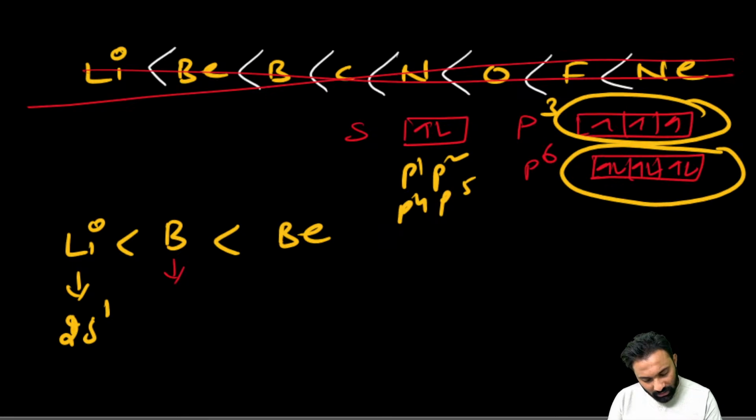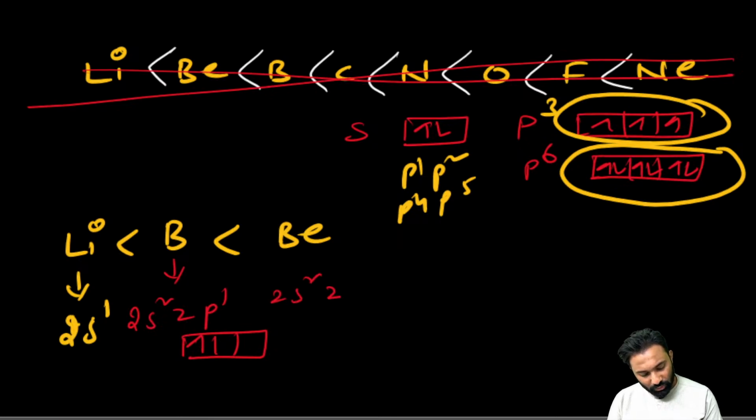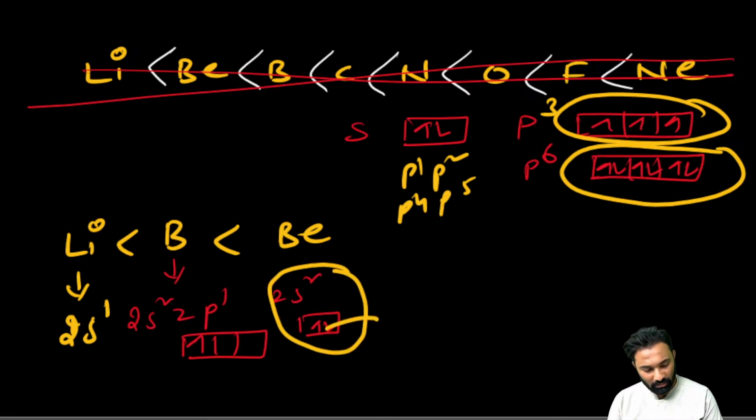When it comes to boron, we have 2s2 2p1. When it comes to beryllium, it is 2s2, which is a completely filled electronic configuration. Due to the completely filled electronic configuration of beryllium, if I remove one electron, it will become unstable. Making the stable one unstable requires higher energy, right?